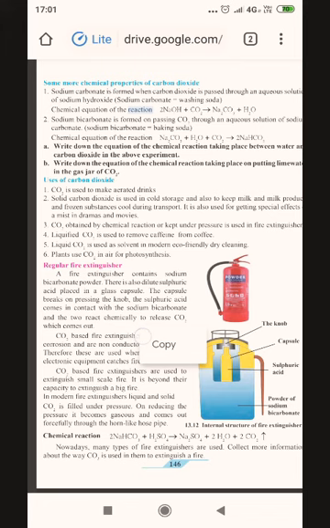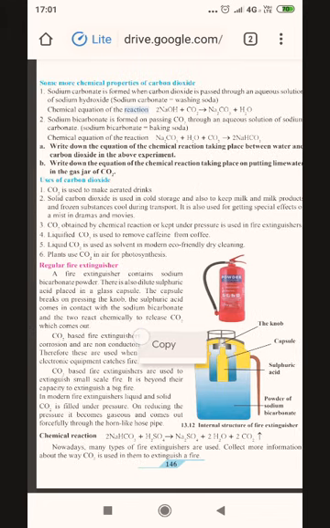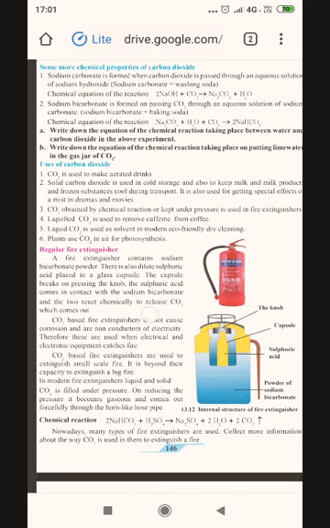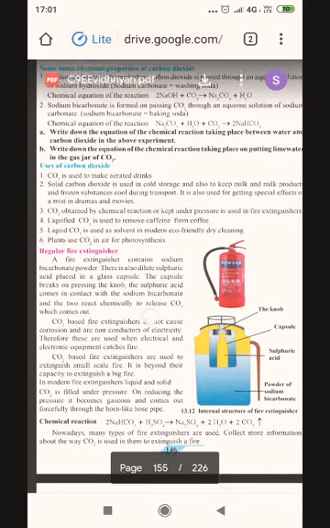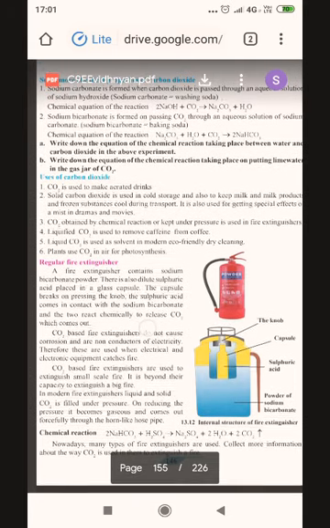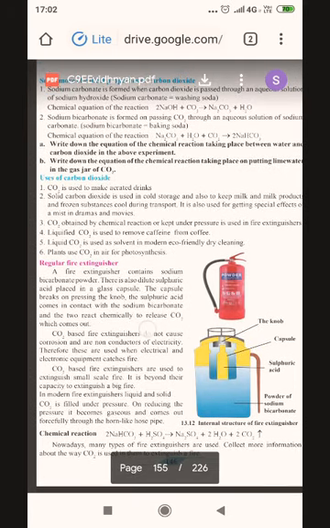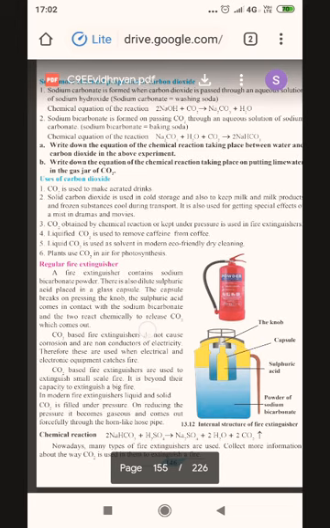Sodium bicarbonate is formed by passing carbon dioxide through an aqueous solution of sodium carbonate. Sodium bicarbonate is nothing but baking soda. The chemical equation of the reaction is sodium carbonate reacts with water in the presence of carbon dioxide to form sodium bicarbonate, that is 2NaHCO3.